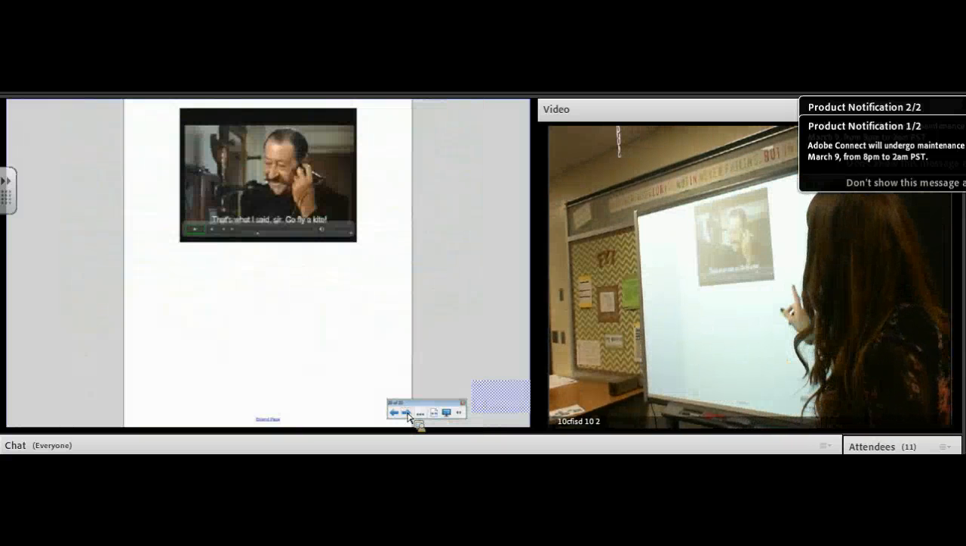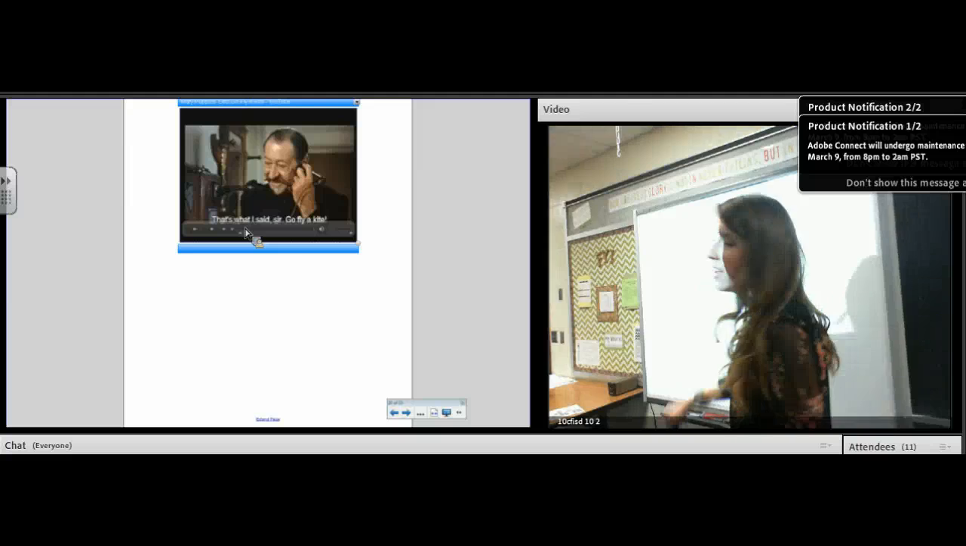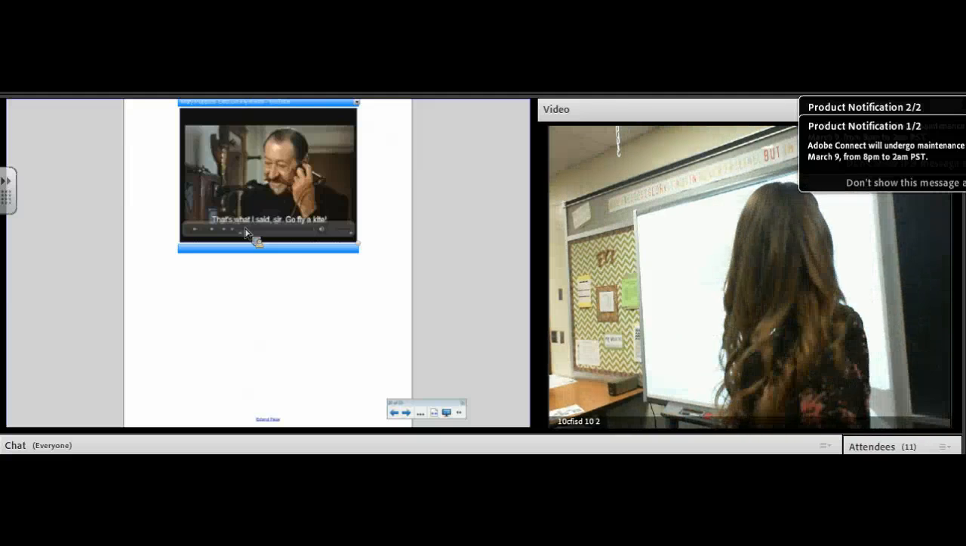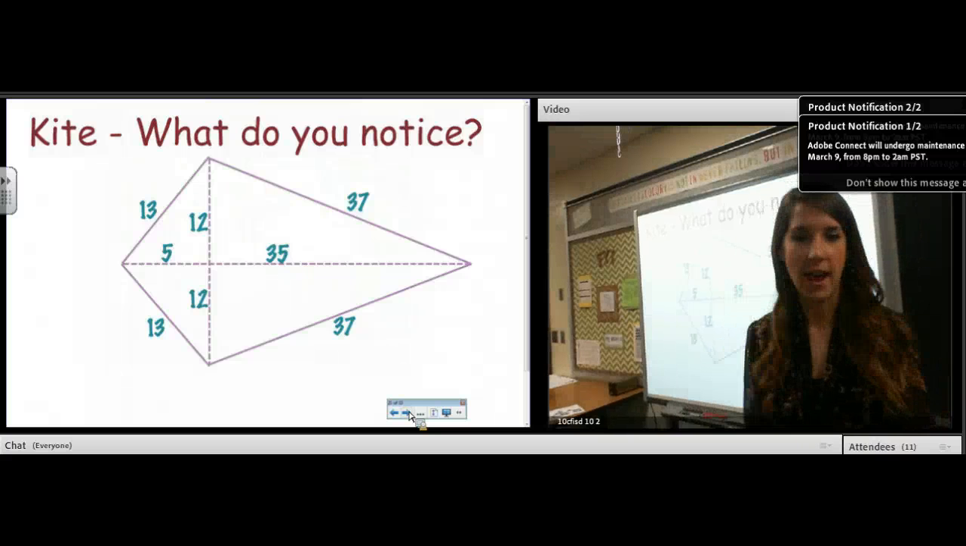Okay. I was going to play a clip of Let's Go Fly a Kite, but I need to play that at the end because I'm afraid that we're going to run out of time. So remind me at the end and I'll play Let's Go Fly a Kite.